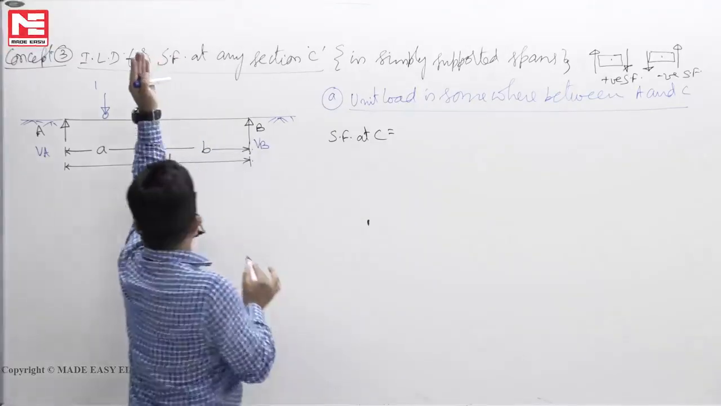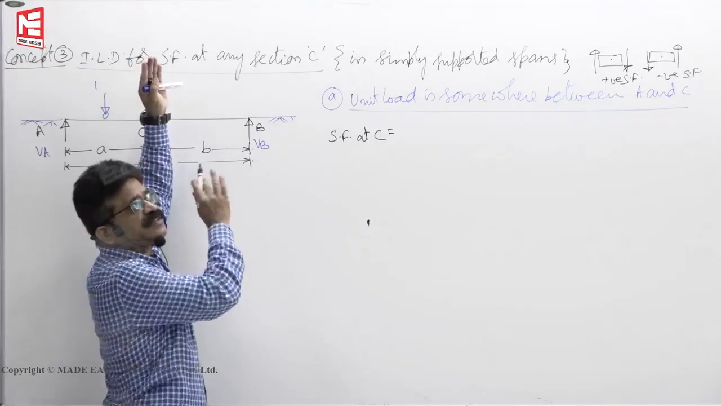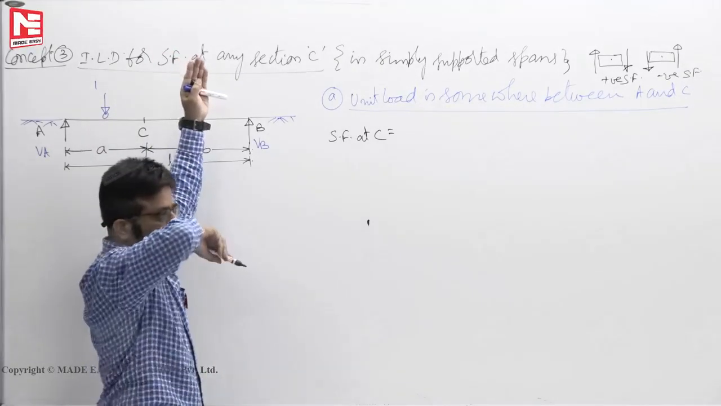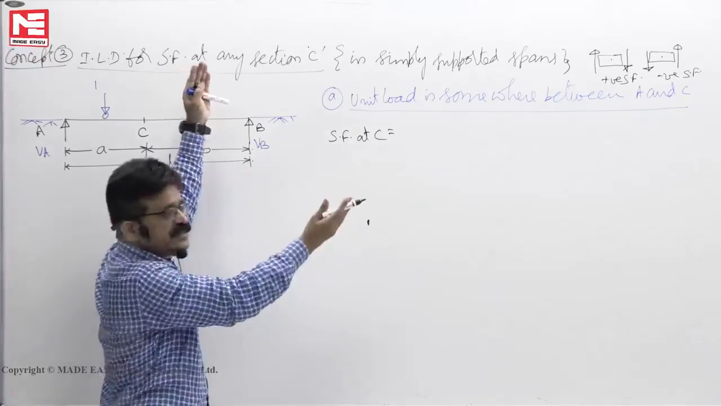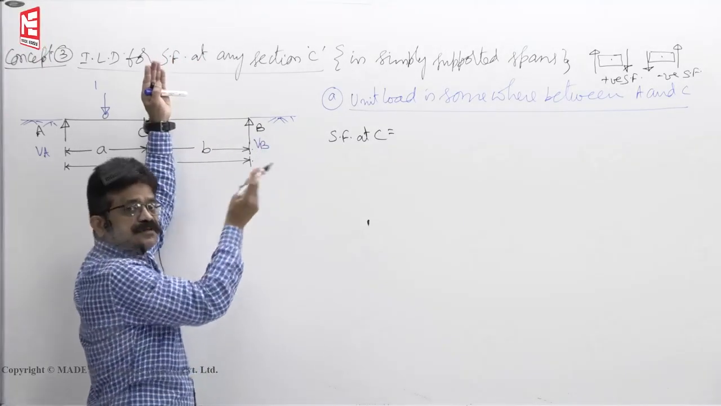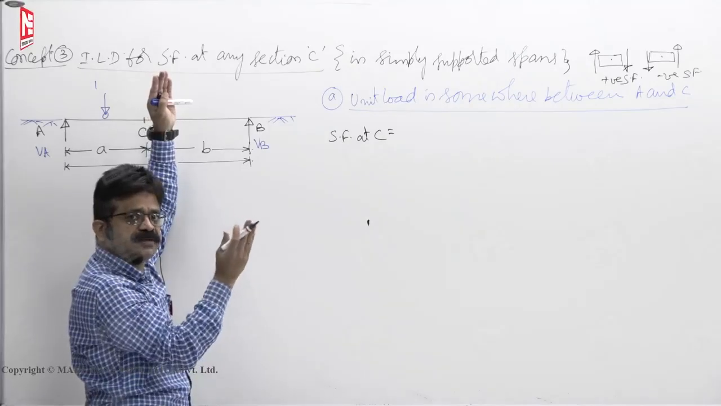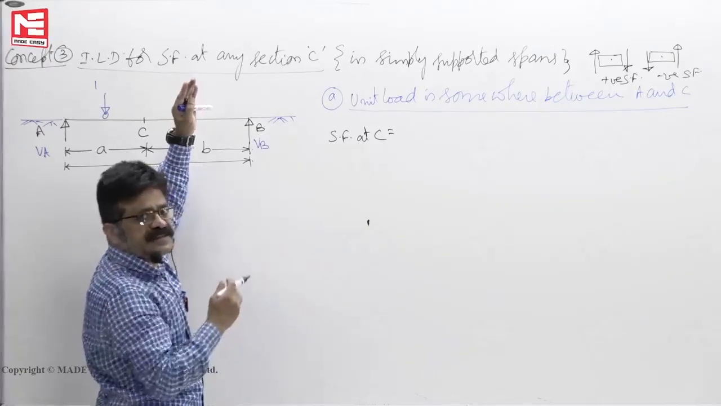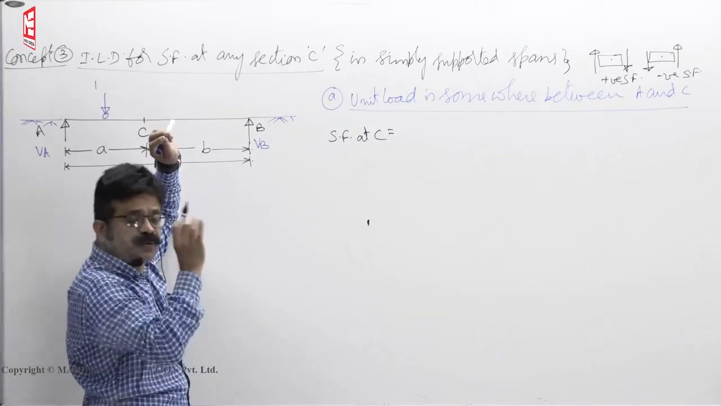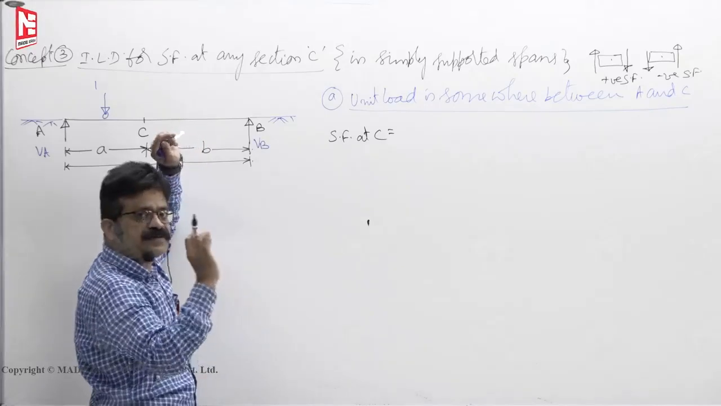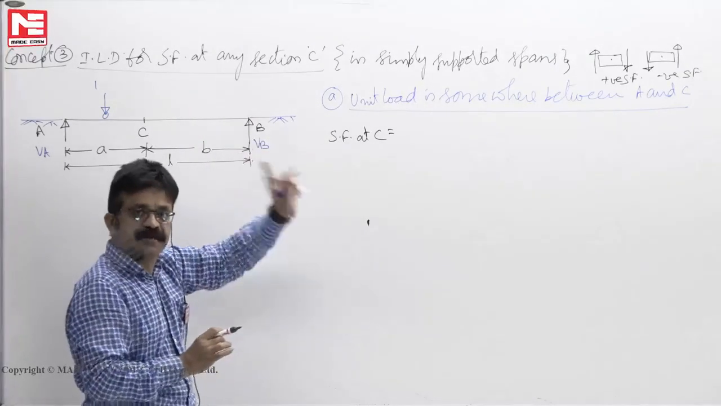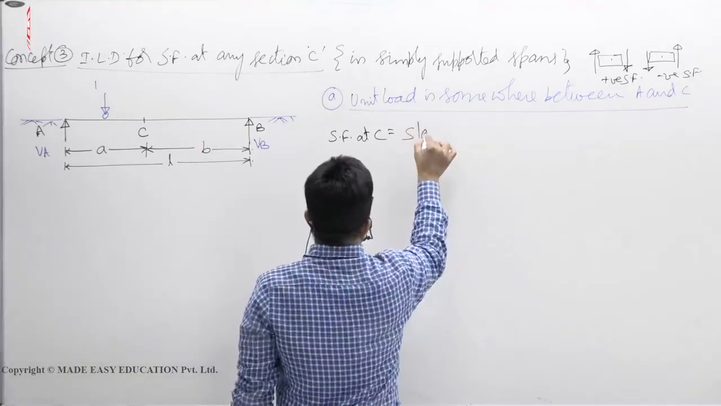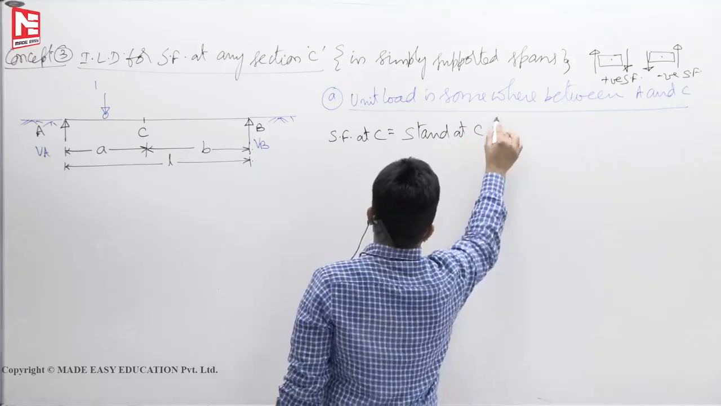So stand at C. Now you have a choice to look left or right. If I look left side, I have to deal with two forces. To avoid that headache, you look right side, only one force. Since you are sure that whether you look left side or right side, you will get the same result, then you look at easier side, finish off the problem fast. Only to increase our speed of solving the problem, we are looking right side. But you have the choice of looking left side also. Shear force at C is equal to, stand at C and look right.